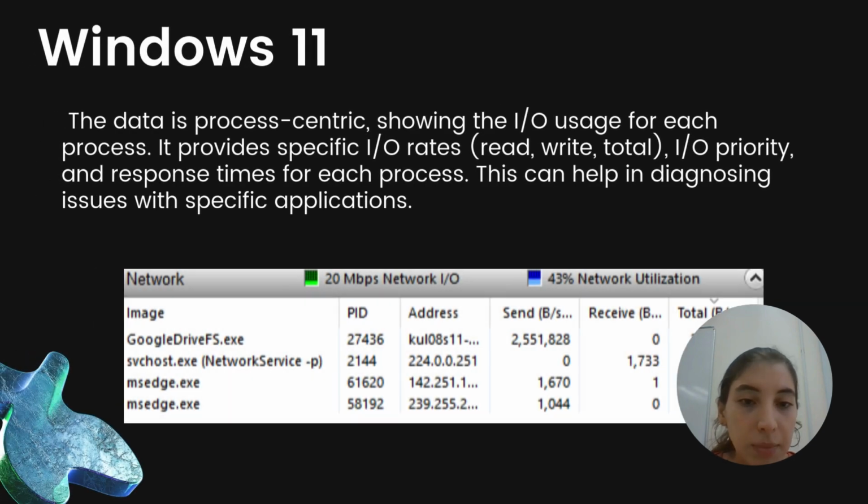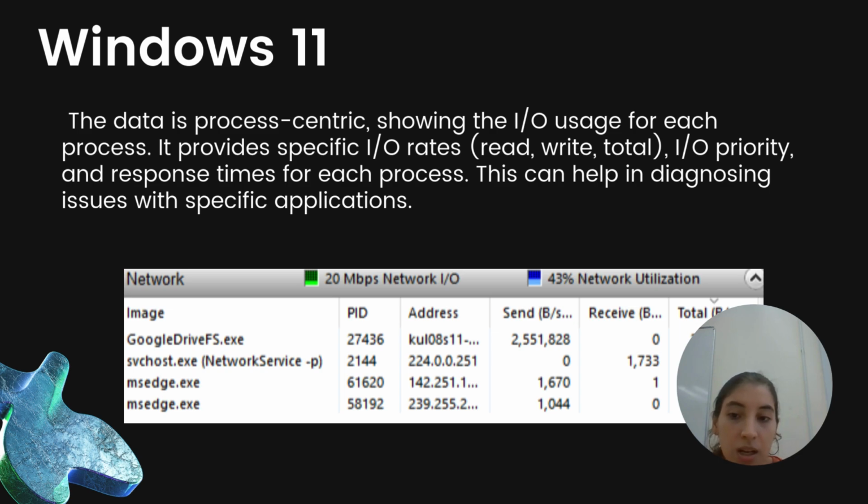Network throughput. Now we will examine the network throughput for Windows 11. As shown in the figure, this demonstrated a substantially greater degree of network activity driven mostly by specialized applications such as Google Drive File Stream. This one consumes a significant amount of bandwidth, transferring data at 2500 bytes per second.